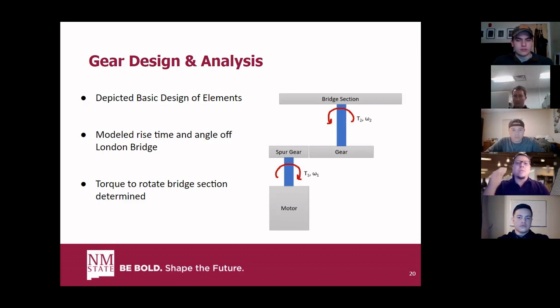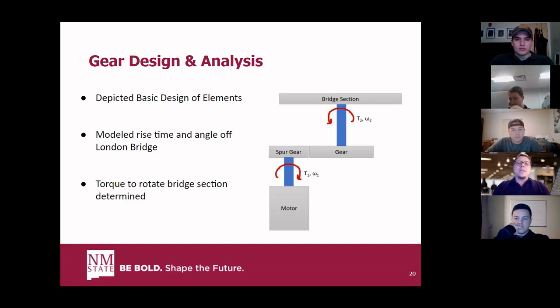And then we needed to determine information about the bridge and how it would move. So we modeled its movement off of an actual bridge, in this case, the London Bridge, which has an operating angle of 90 degrees. And it does that in about a time of 75 seconds. So using these values, we can determine the rotational velocity that we're looking for.